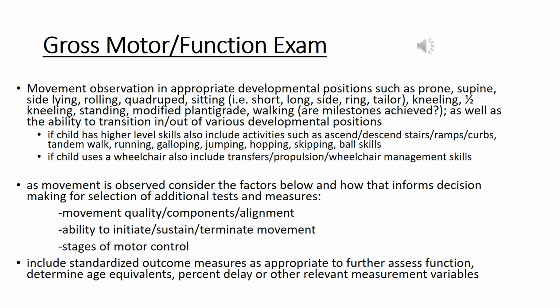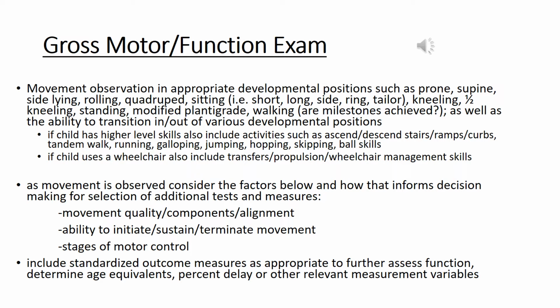From there, you'll be able to determine whether or not they're on track developmentally for their age, or if you are suspicious of certain delays, which will then lead you down a road of tests and measures. So you're going to meet the child wherever they are from a functional perspective. If they're able to do higher level skills, you want to make observations of those skills as well, such as galloping or skipping, hopping, jumping, stairs and curbs, and so forth.